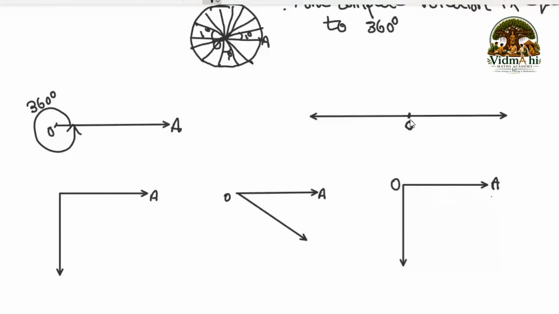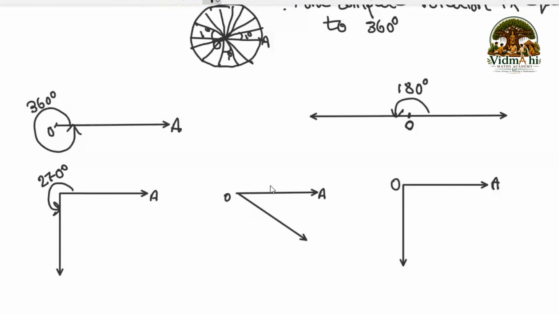Now observe the second figure. If the ray rotates only half a revolution or half a rotation, it reaches the opposite side. So here the angle is 180 degree, and in this case we get a straight line. Now observe the third figure. The ray has rotated 3/4 of the complete rotation, so here the angle is 270 degree.